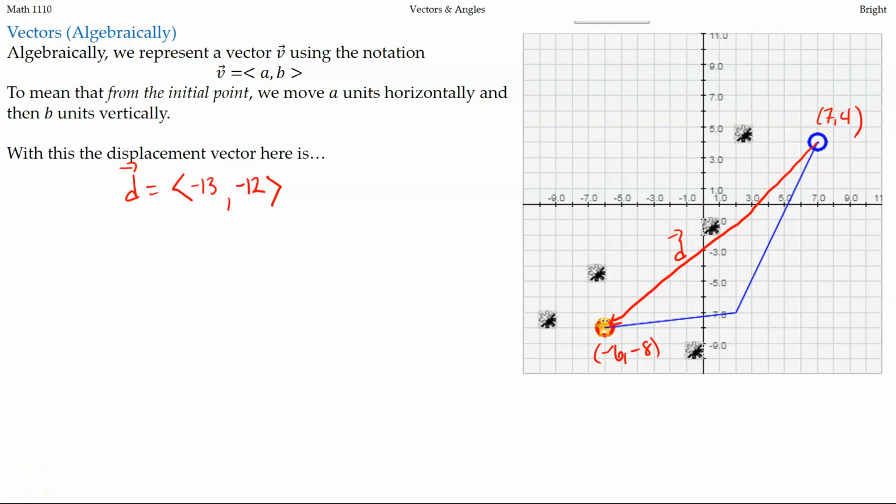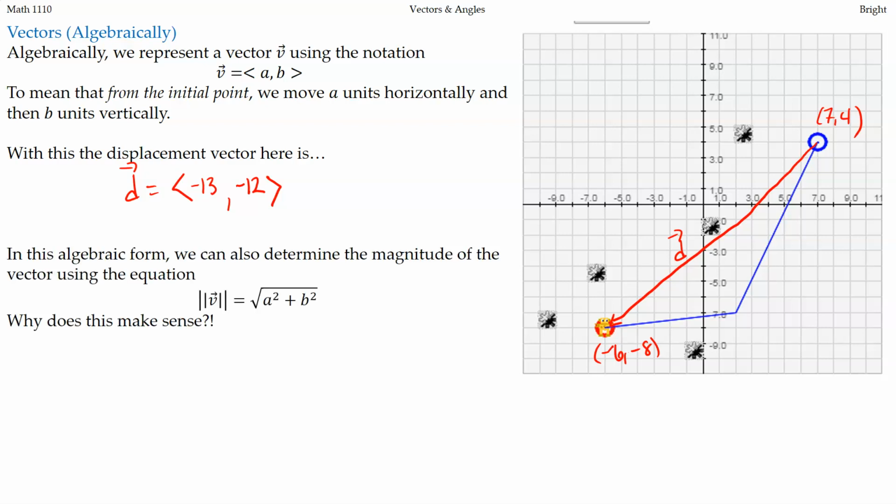Here's the answer. I got <-13, -12>, because from starting to ending, you start here and move 13 units to the left, which we indicate with a negative, and then 12 units down, which we also indicate with a negative. That's the displacement vector, and you're going to have some opportunity to find the other two vectors that I mentioned before coming up here. Now the next thing we want to talk about: remember when we were talking about vectors, we said a vector has magnitude and direction. The magnitude is really just the length of the vector.